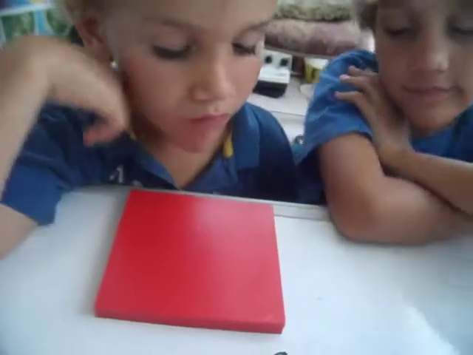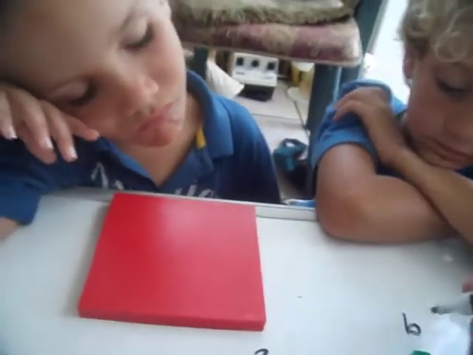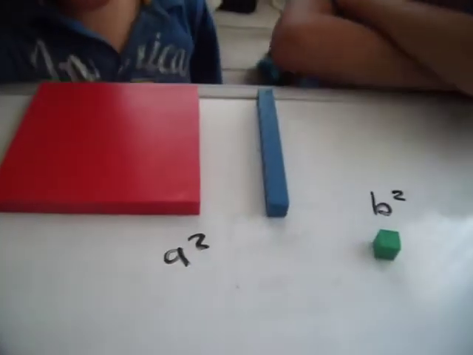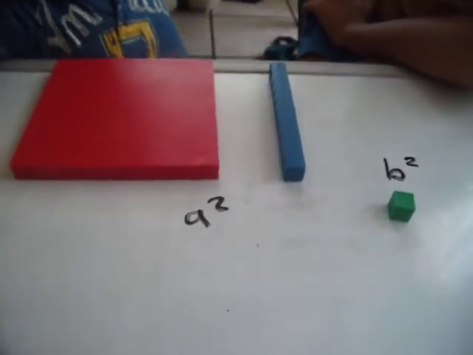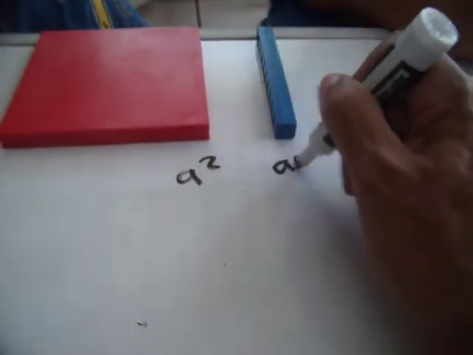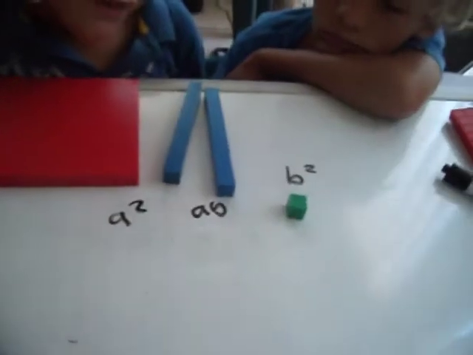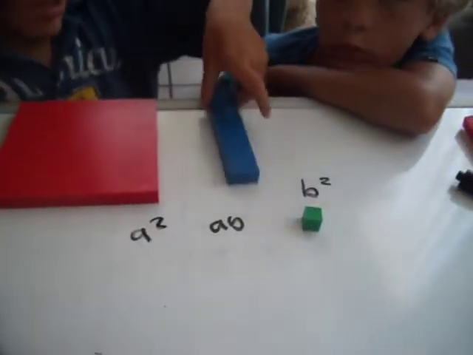All right. So there is my a squared. Here is my b squared. And this is all for the benefit of you guys at home, it's upside down for them, which actually is good. And this is AB, right? So if I have AB and another AB, how many AB do I have? 2AB. 2AB.